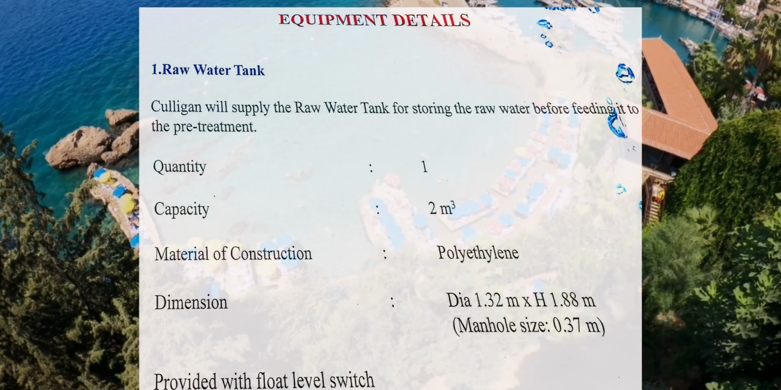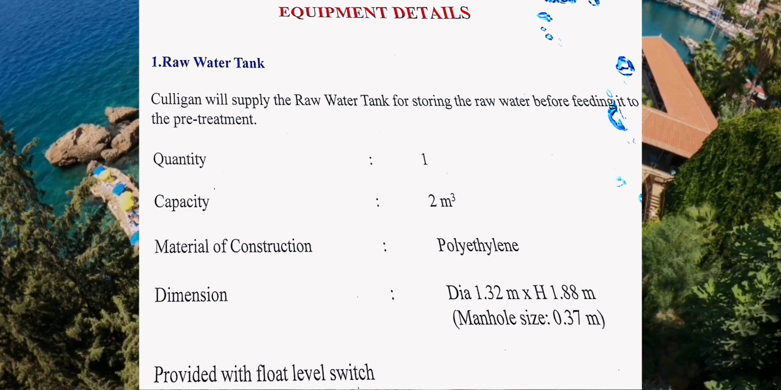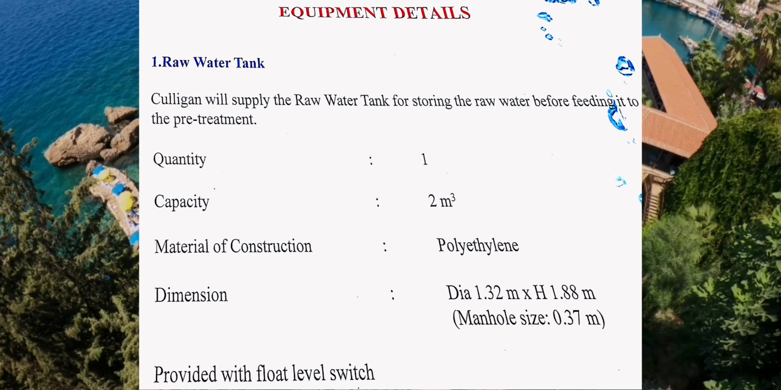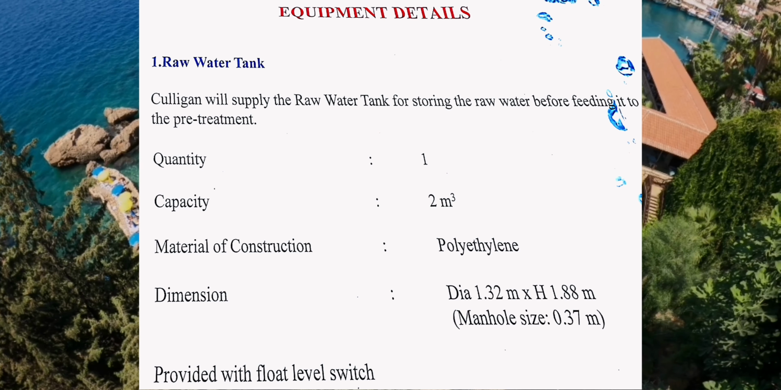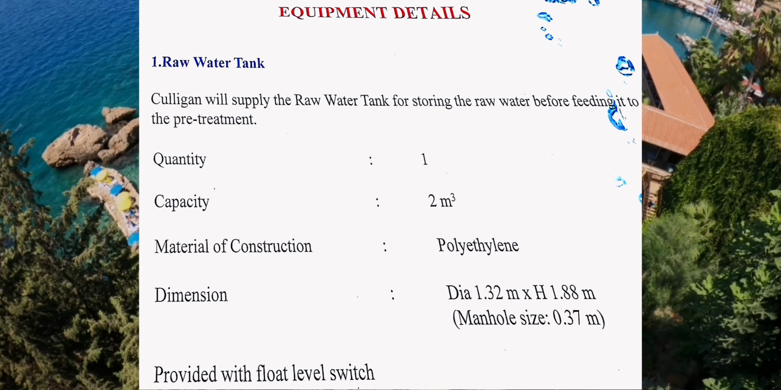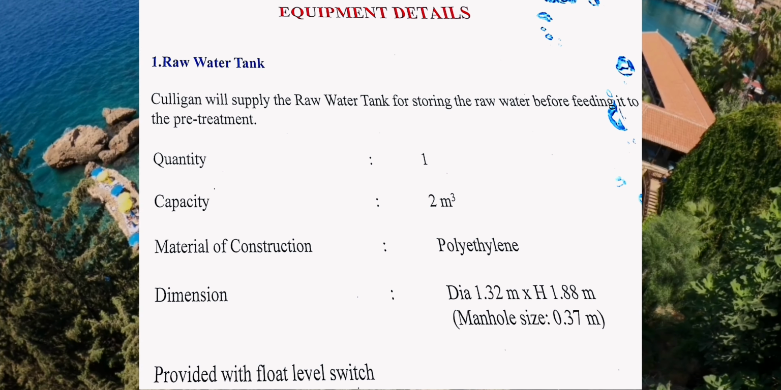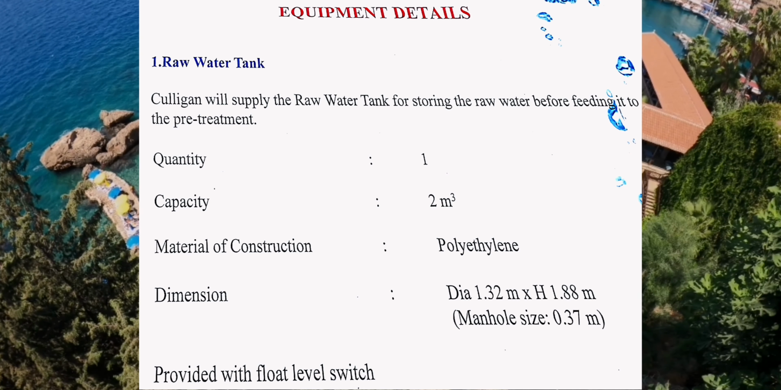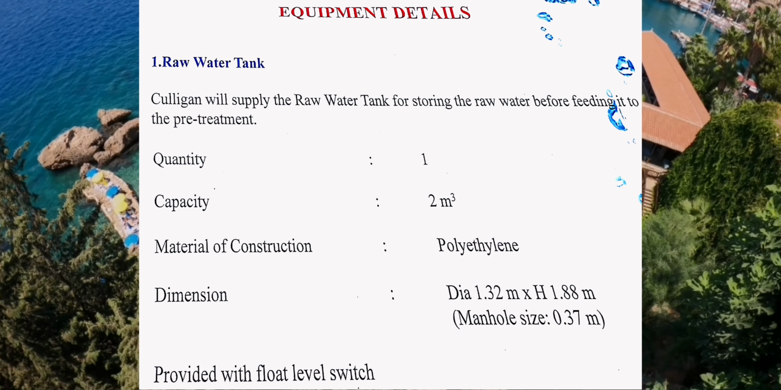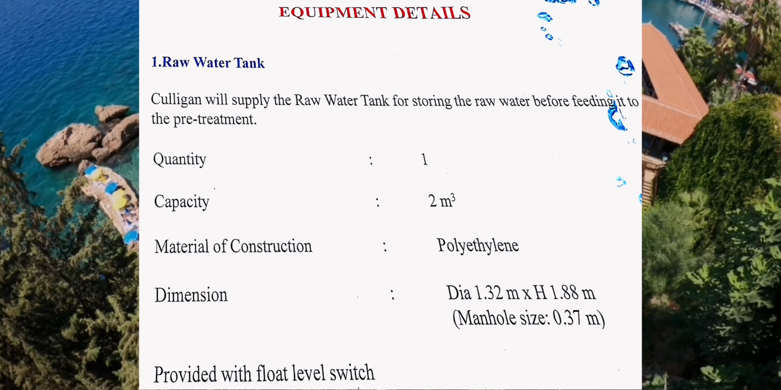Raw water tank. Culligan will supply the raw water tank for storing the raw water before feeding it to the pre-treatment. Quantity 1 piece. Capacity 2 cubic meters. Material of construction polyethylene. Dimensions diameter 1.32 meters by height 1.88 meters. Manhole size 0.37 meter. Provided with float level switch.